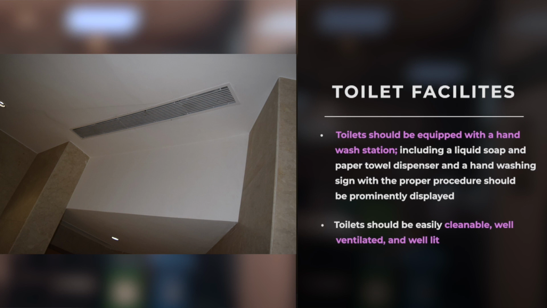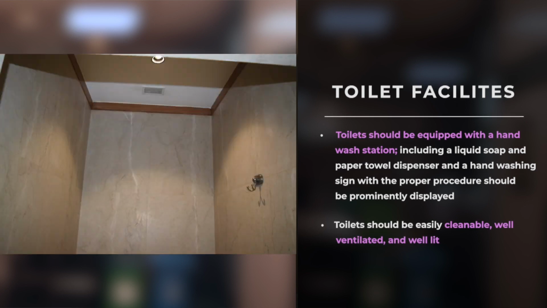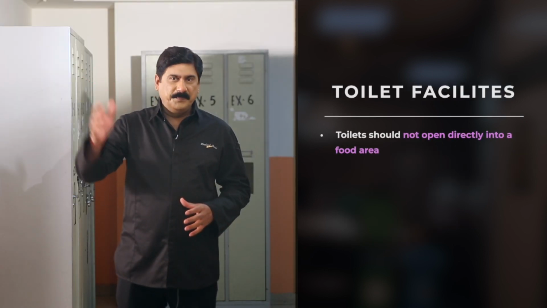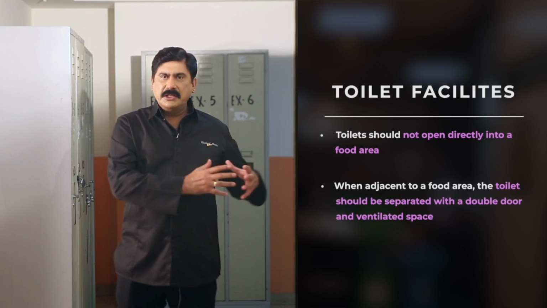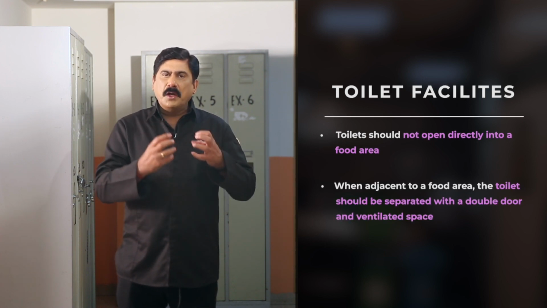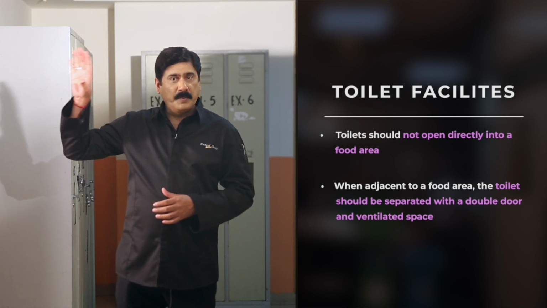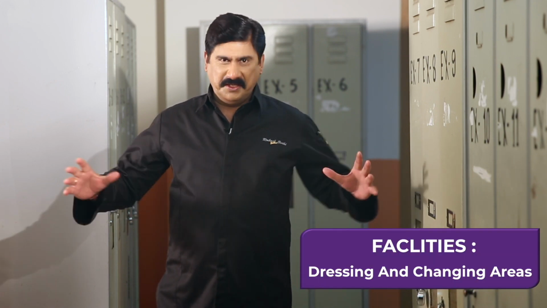Toilets should be easily cleanable, well ventilated and well lit. Toilets should not open directly into food area. When adjacent to a food area, the toilet should be separated with a double door and ventilated space. Third facility under personal hygiene is dressing and changing area.